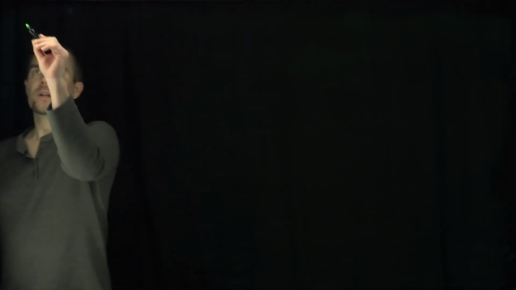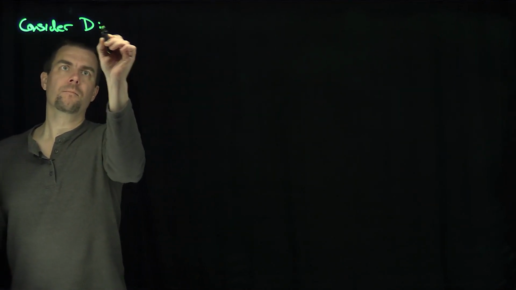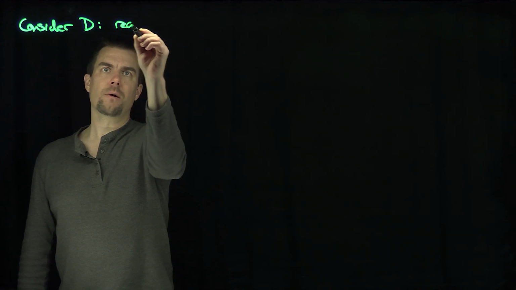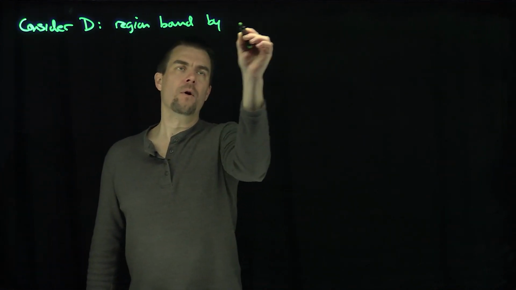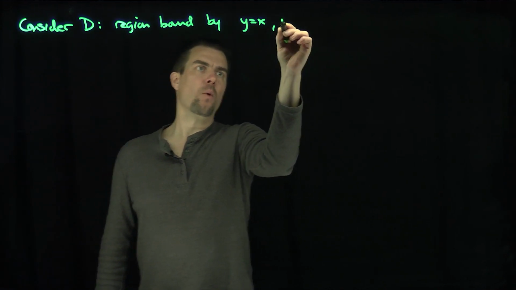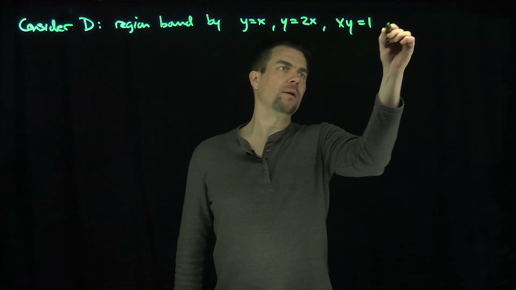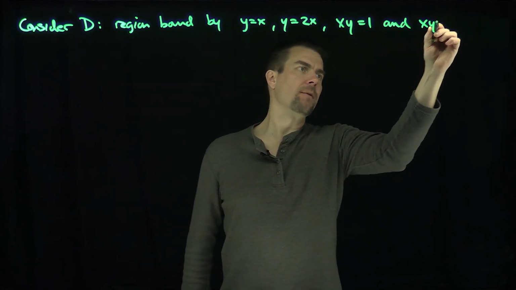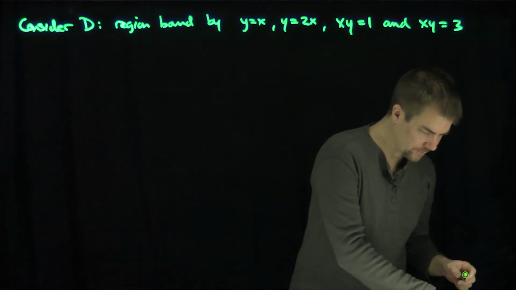Hello students, in this video we'll give an example of using the multivariable change of variable theorem. Let's consider a region D, and D is going to be the region bound by y equals x, y equals 2x, x times y equals 1, and x times y equals 3. So let's sketch this region and see what it looks like.